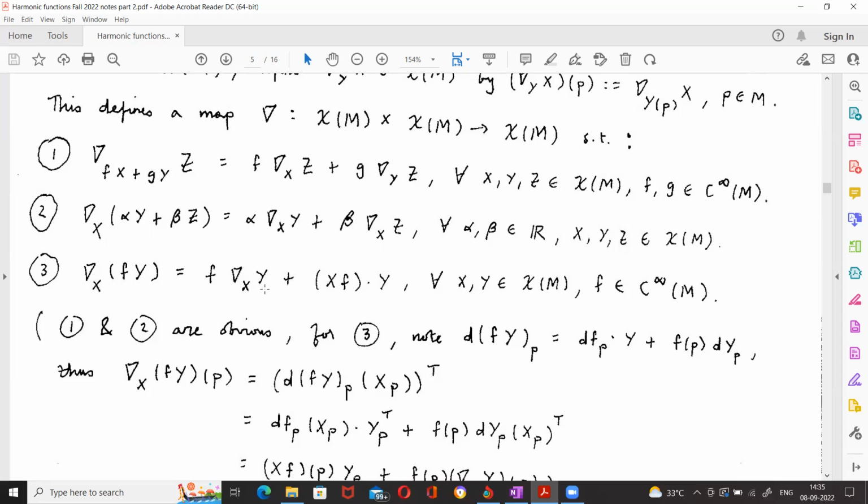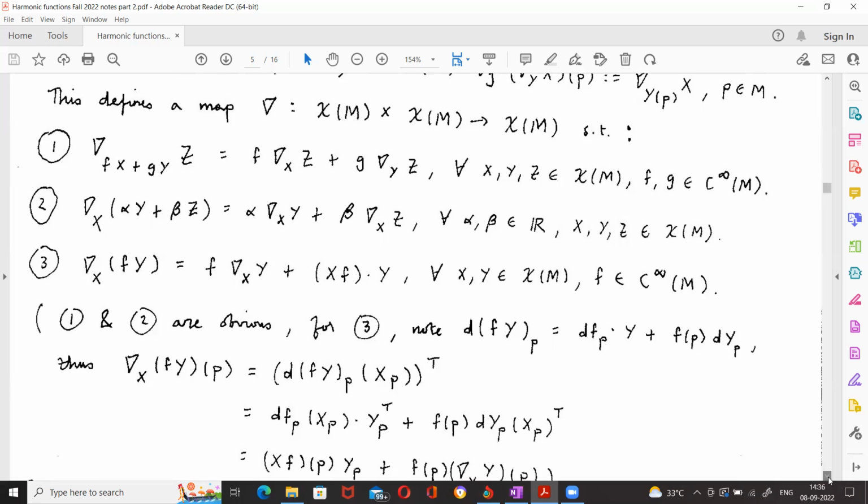So this is a Leibniz rule, right? In the first term, we're differentiating y with respect to x and keeping f fixed. In the second term, we're differentiating f with respect to x and keeping y fixed. Is it clear? This is a Leibniz rule. Yes. So why is this?